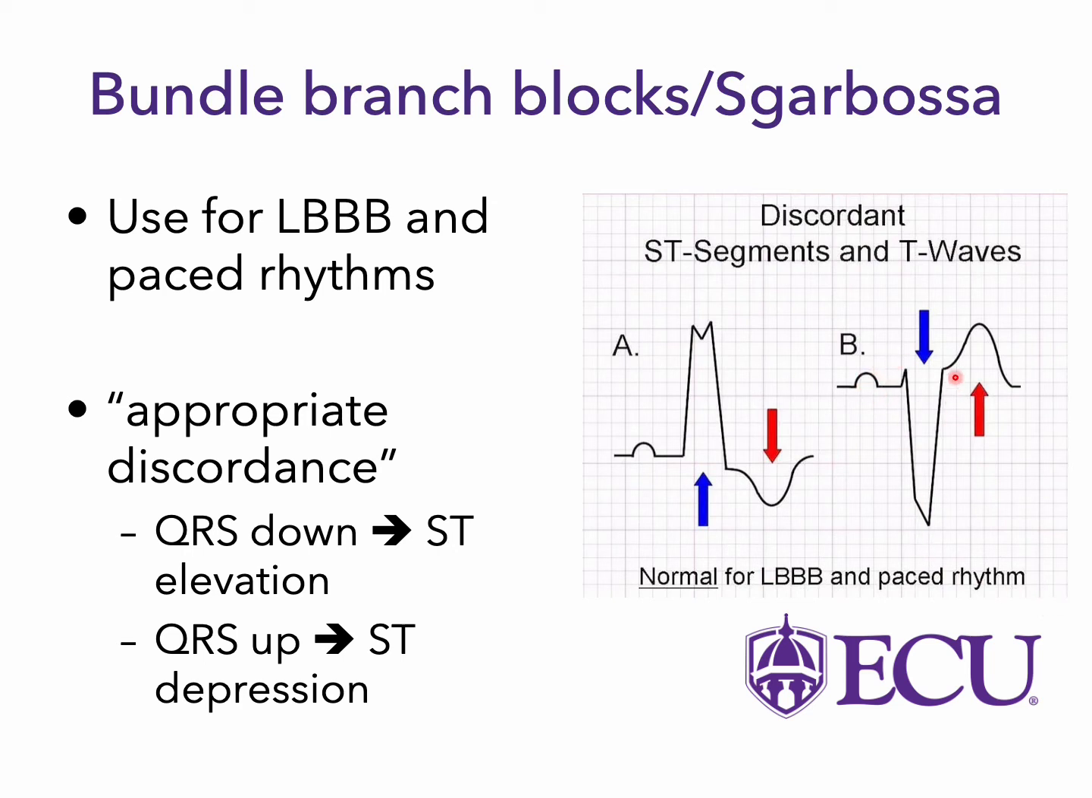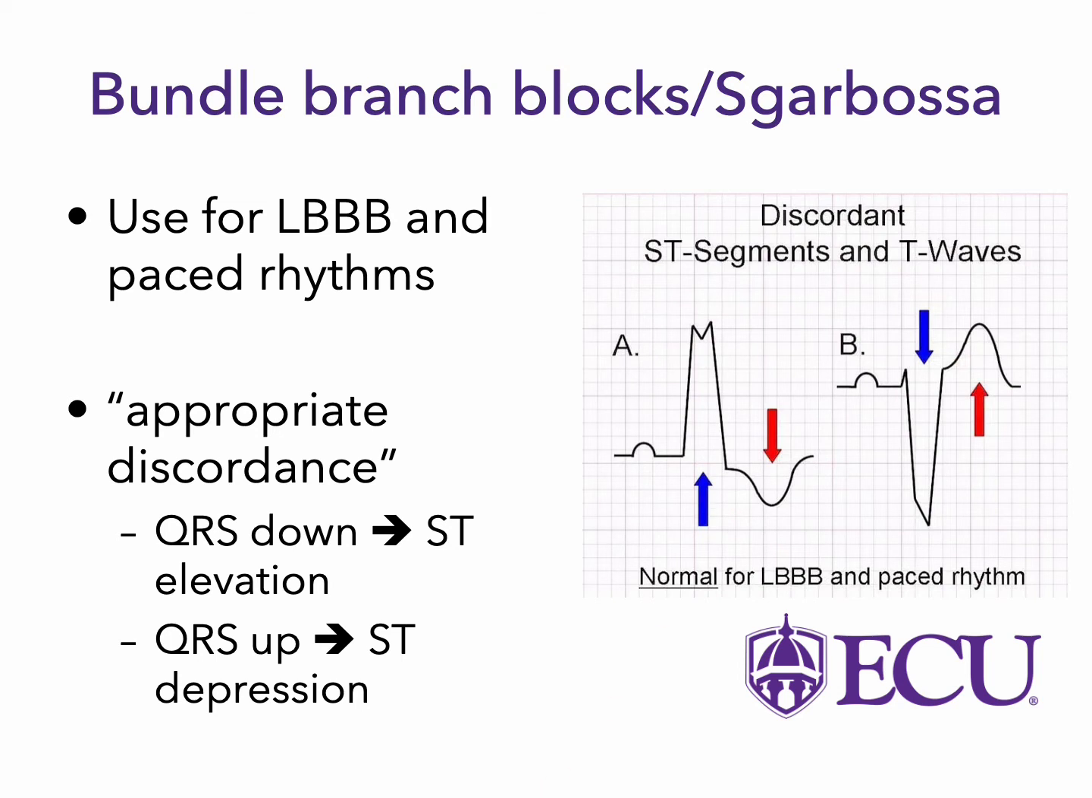Same for the opposite, right? P, QRS here. This QRS complex is negative, it's down. We should have ST elevation with that. And you'd recognize that. You'd say this is elevated compared to here. So this is ST elevation, but that's normal in a left bundle branch block. With this widened QRS that is going down, we should see ST elevation. That is appropriate discordance. You should not consider this a STEMI. There is ST elevation, but it's normal.